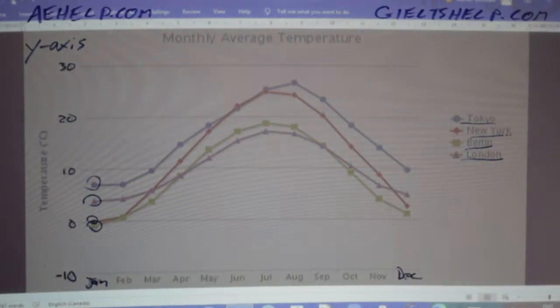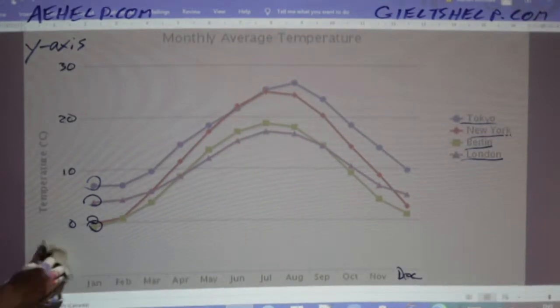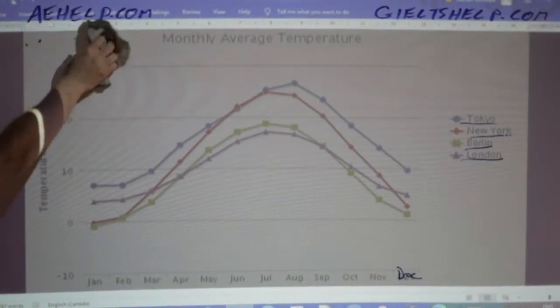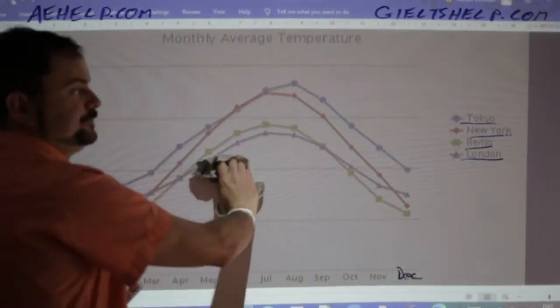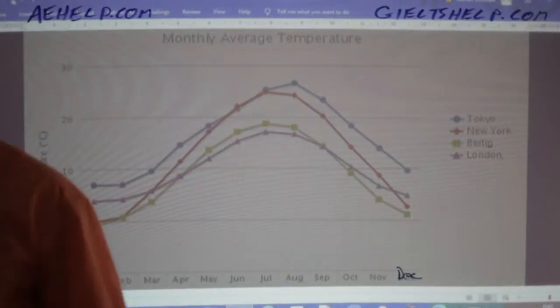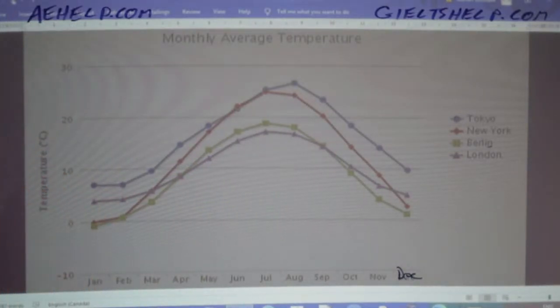Okay, so now that we have this and we've gone through step one, reading the question, step two, looking at the graph, what do I do now? So what's my next step? I've collected this information. Now it's time to start writing. What do I do? So what is the next step after all of this?